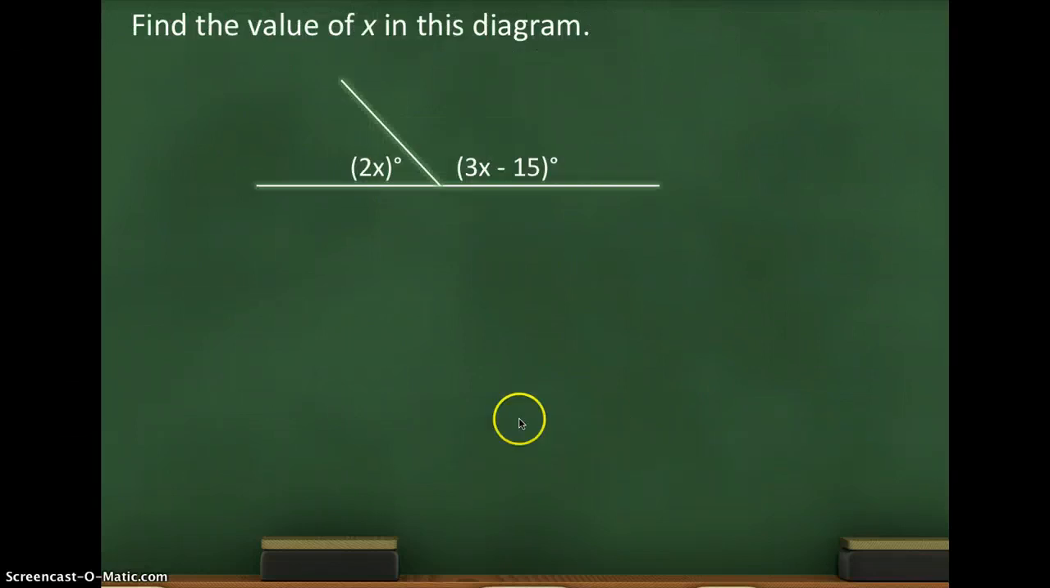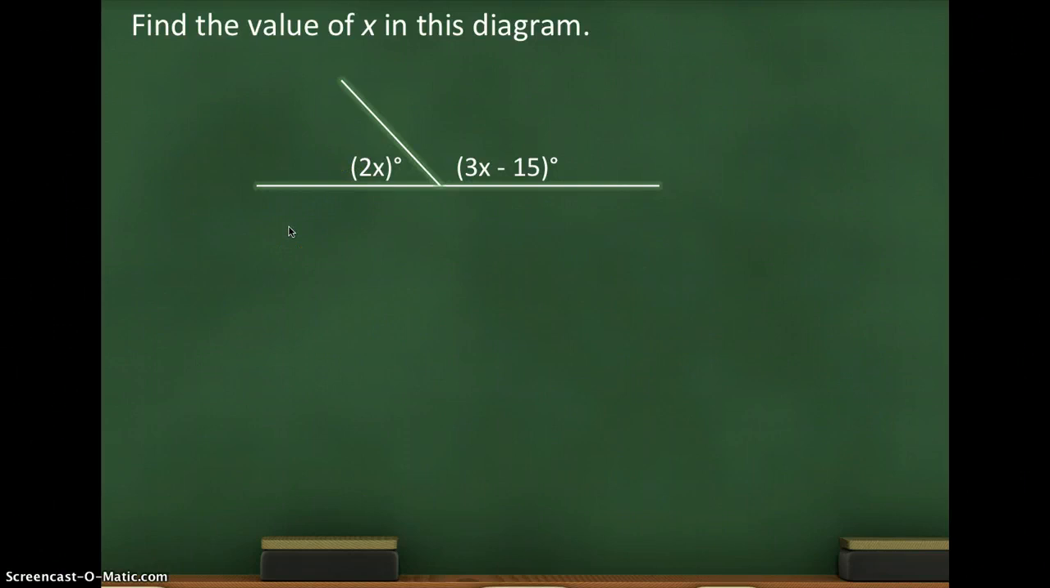Okay, second example. Second example is find the value of x in this diagram. So you're given a straight angle. We know that because you have a straight line here. Now again, you need to think of your geometry concepts. Okay, a straight angle is equal to what? So to write our equation, we need to know what is a straight angle.